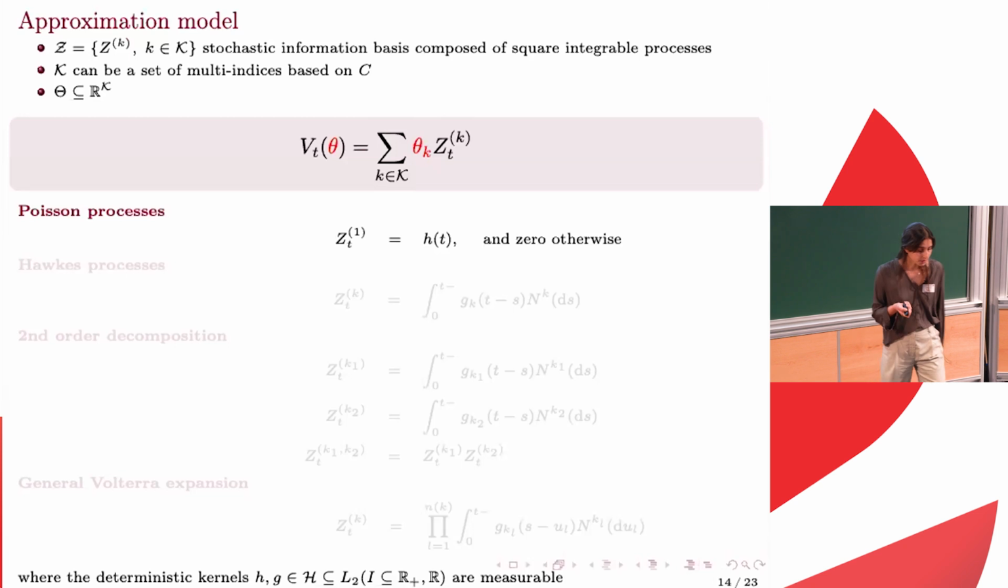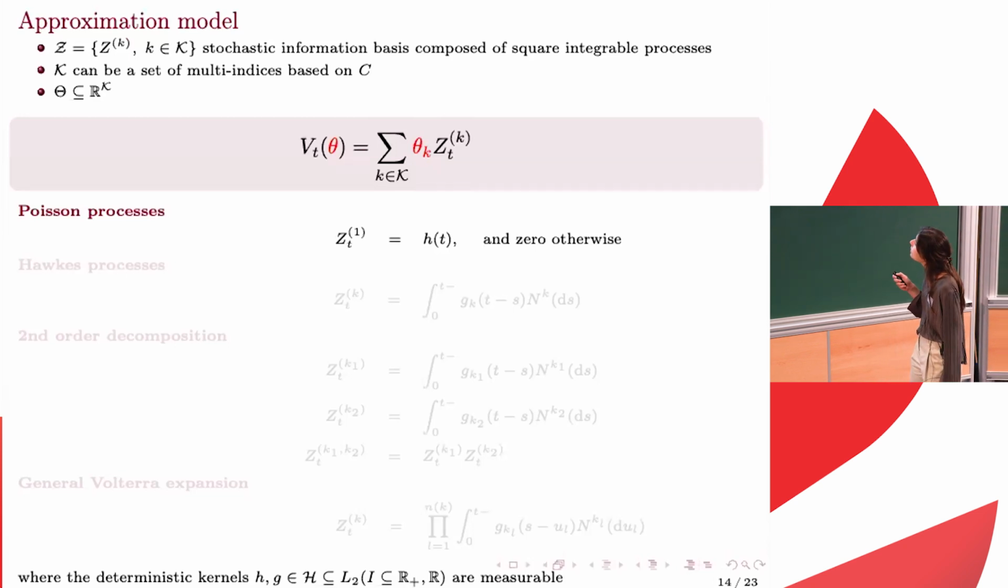So what do we mean by approximation model? It is similar to dictionary learning, right? We have our stochastic information basis Z, which is composed of some square integrable processes, and K can be a set of multi-indices based on C. The idea is to approximate my process V using a parameter theta, as a linear combination of theta and my basis processes Z, right?